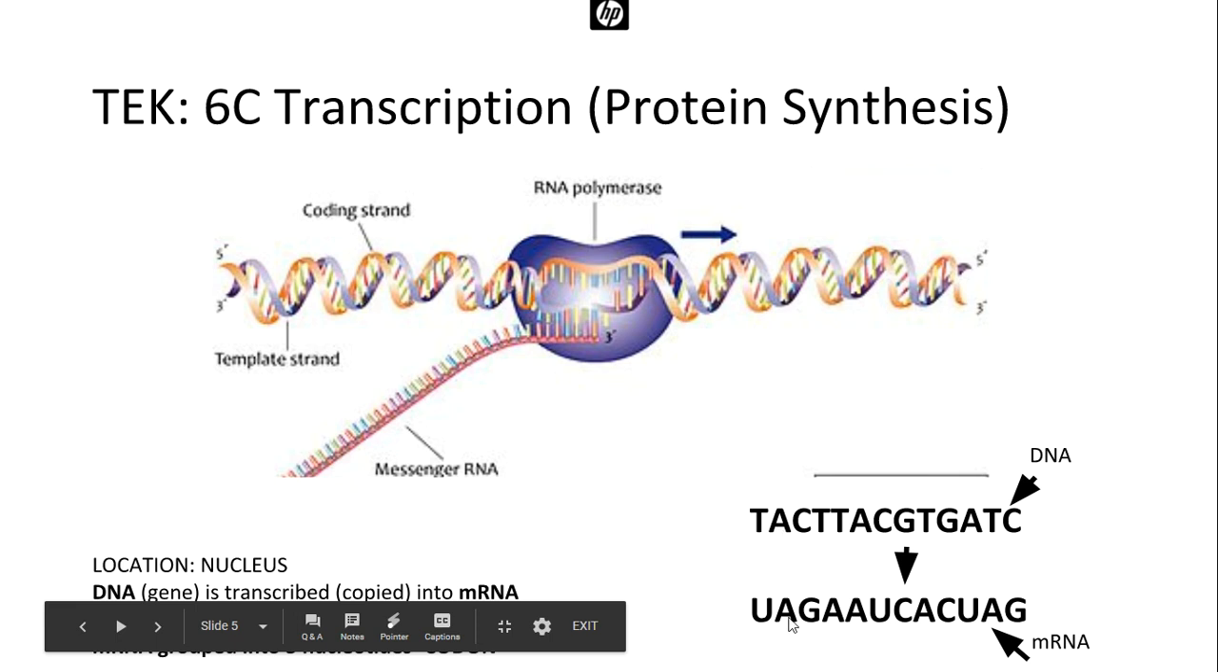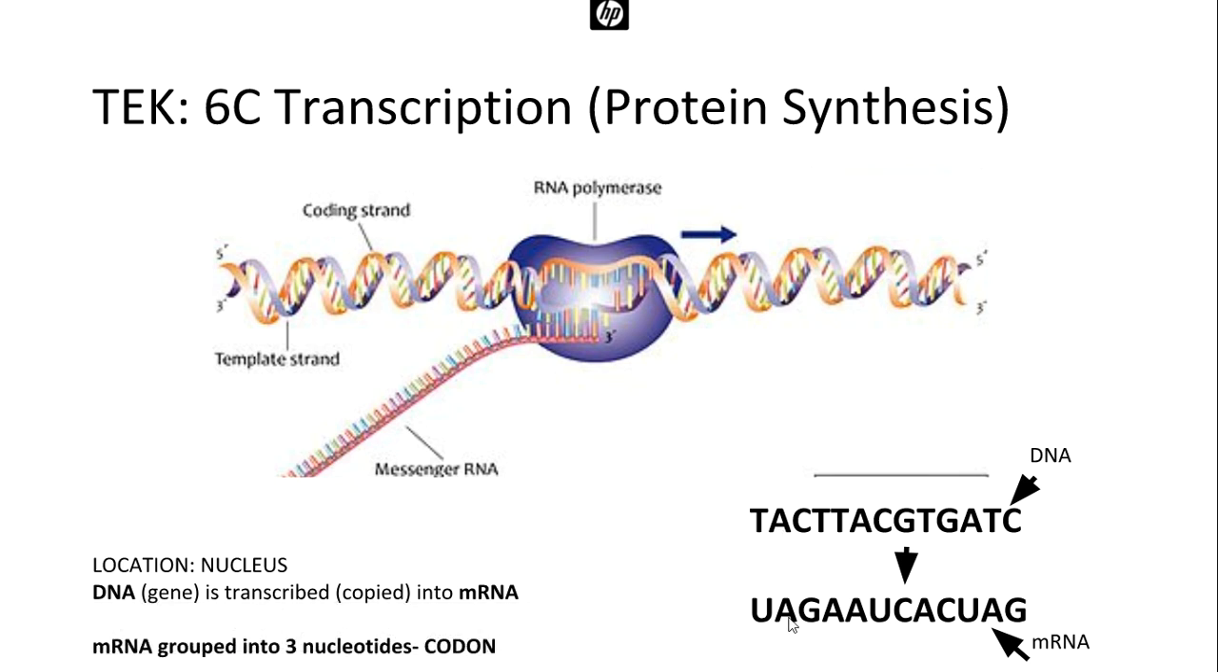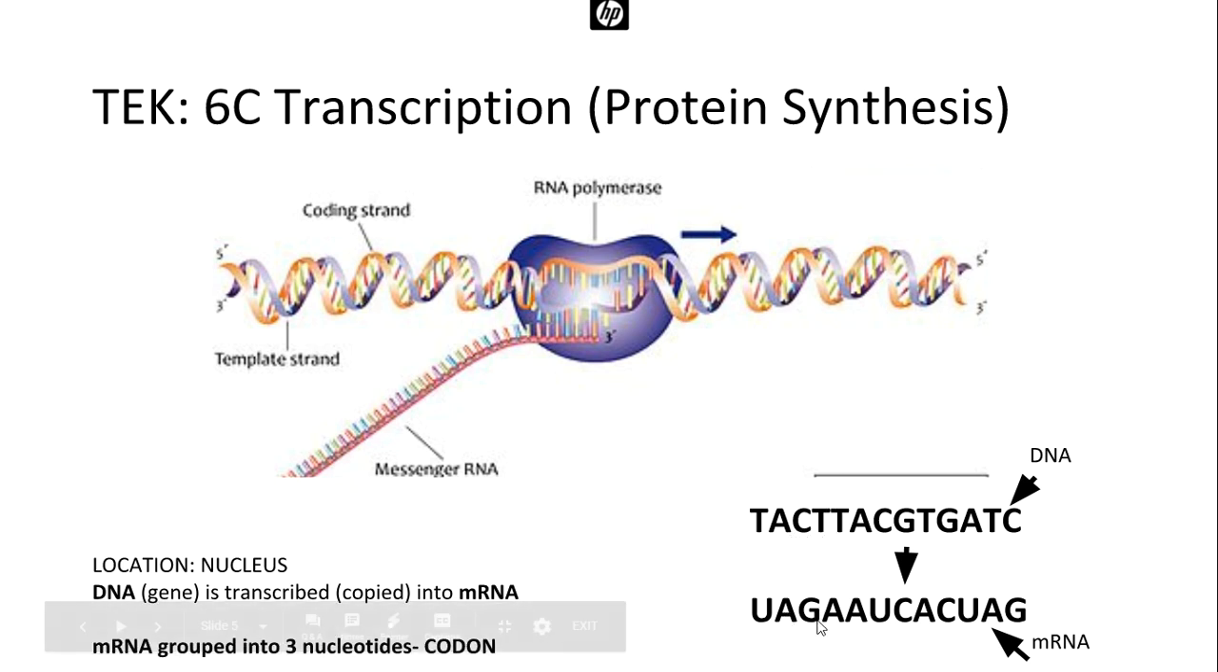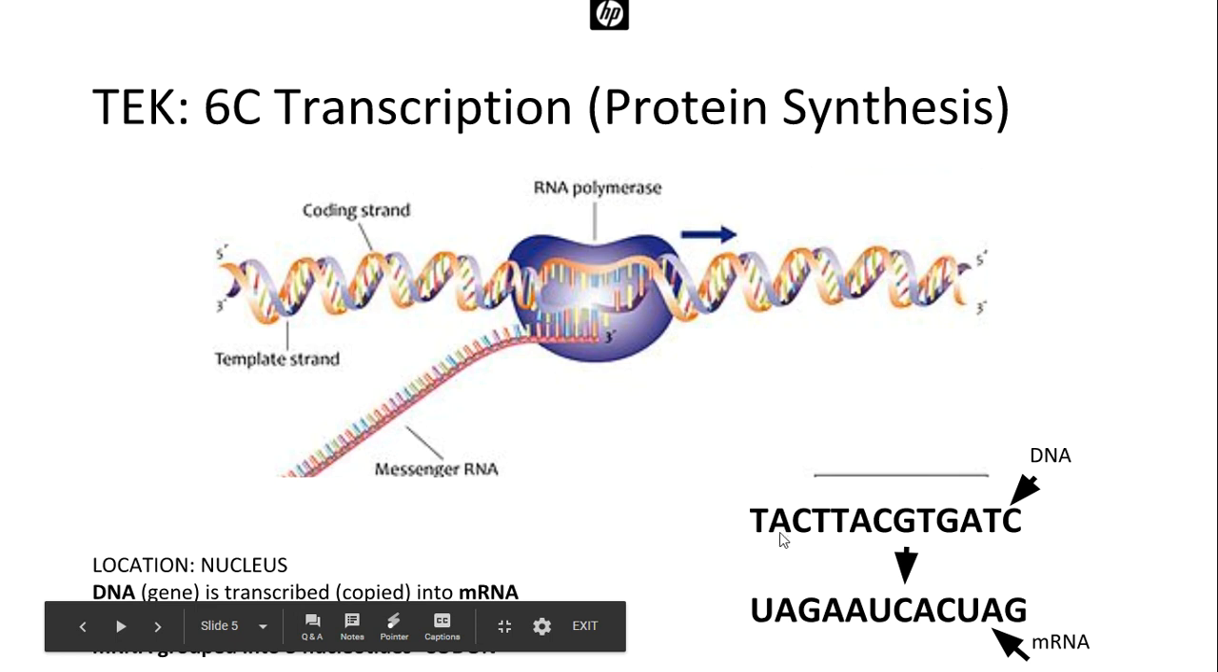Everywhere there's an A, opposite of it will be U, and the opposite of C should be G. Every gene, remember, starts with TAC, and the start codon in the messenger RNA should be AUG. DNA is transcribed into RNA. We know this is RNA because it has a U. We know this is DNA because it has a T.